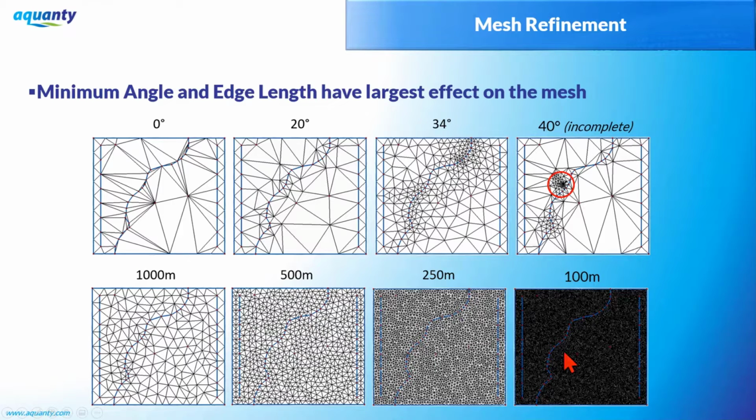And of course, edge length is fairly self-explanatory. When you have high edge lengths, we have larger triangles. Small edge lengths, we get many more much smaller triangles. So this has a very big effect on overall mesh density.